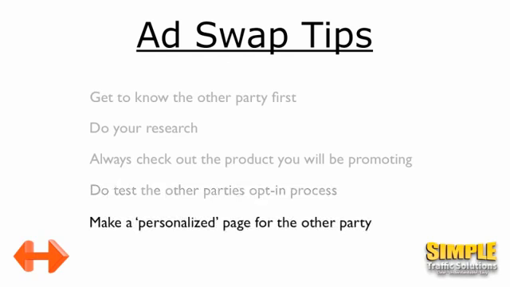Now you also want to consider making a personalized page for the other party, and also asking the other party to make a personalized page for you, because if you can personalize a page, it's going to convert better. So if you've done a swap with me and I mailed my subscribers and it had your name at the top of the page, a special deal for John Thornhill subscribers on your page, it just works better. Okay, so try and personalize the page and try and get that done for you as well.